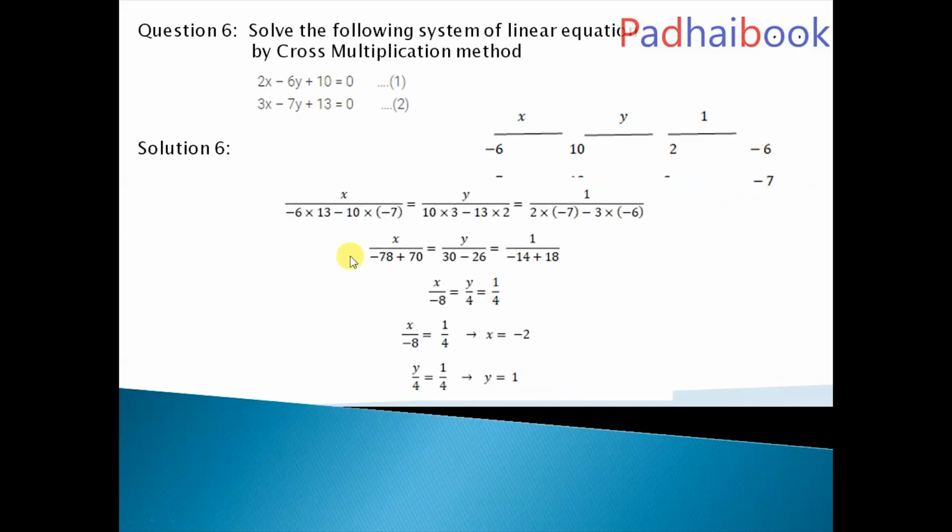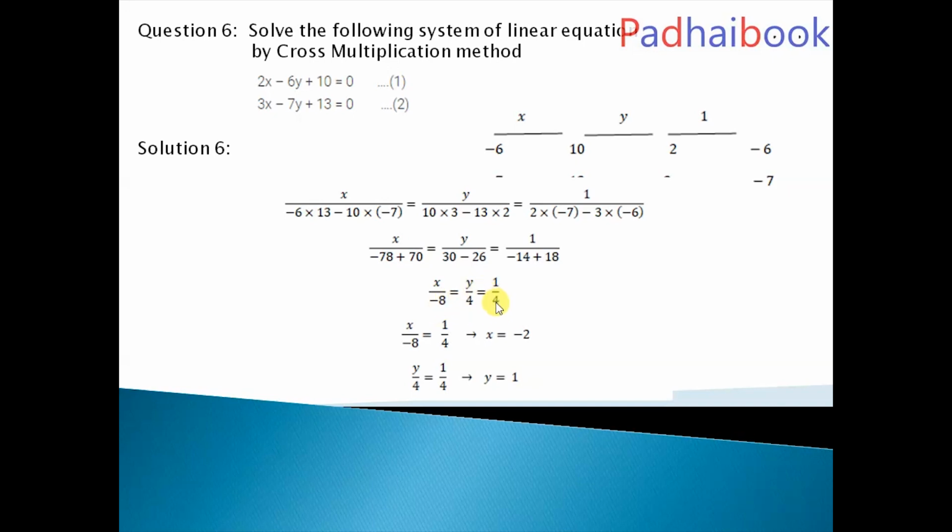Now next, x divided by minus 6 into 13, 10 into minus 7. It is not visible but we can check from here, no problem. 10 into 3 minus 13 into 2, so minus 14 plus 18. So similarly we solve this. x upon minus 8 equal to y upon 4 equal to 1 upon 4.